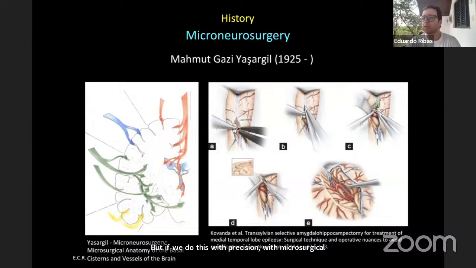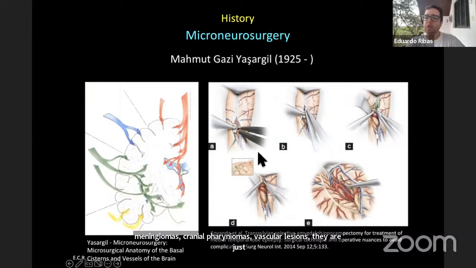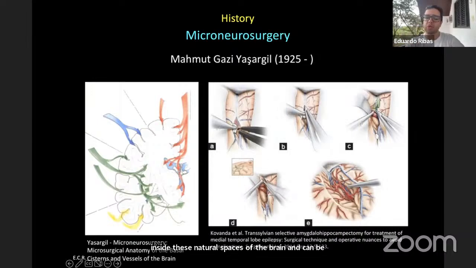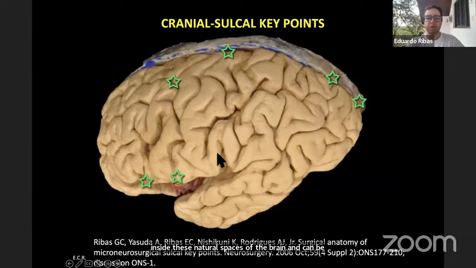We can get inside the natural corridors and up to a point reach a lot of cisterns, spaces inside the brain, even the basal cisterns, for example. And a lot of lesions are not really inside the brain. For example, metastases, meningiomas, craniopharyngiomas, vascular lesions. They are just inside these natural spaces of the brain and can be reached without going through the brain, just the neurosurgeon navigating the natural spaces of the brain.